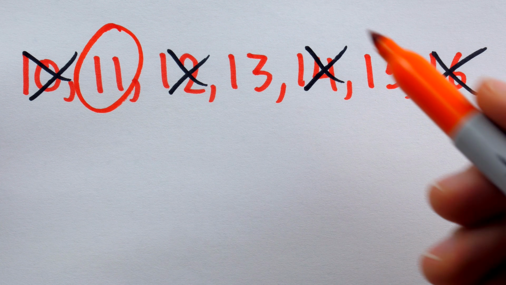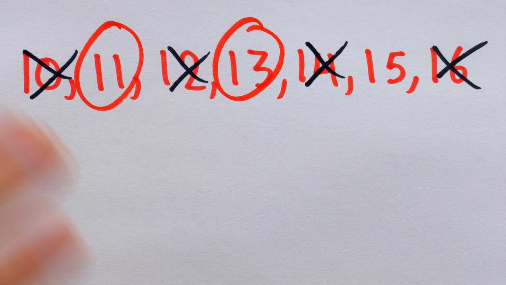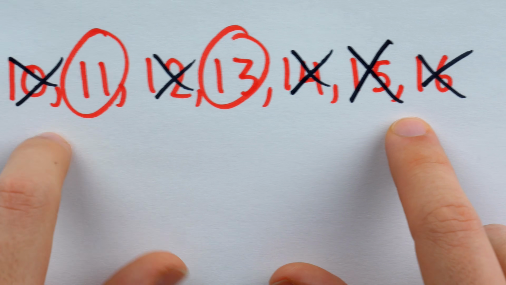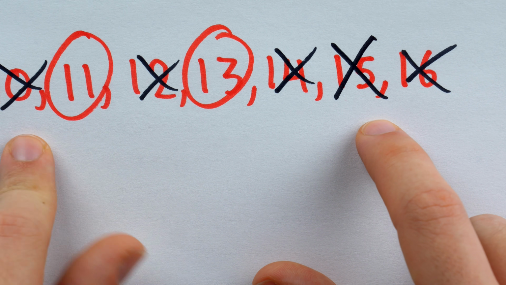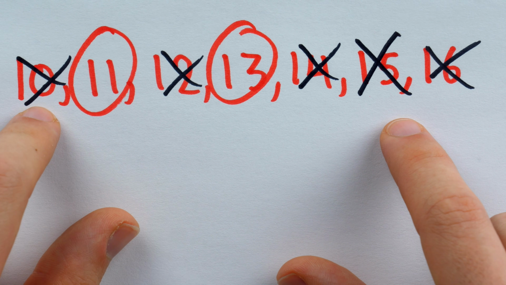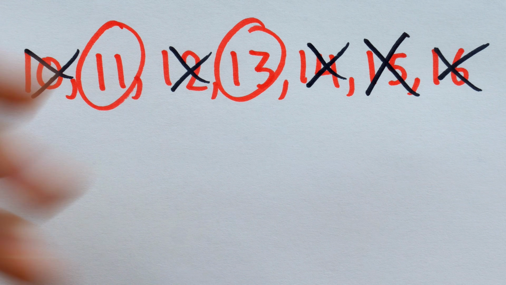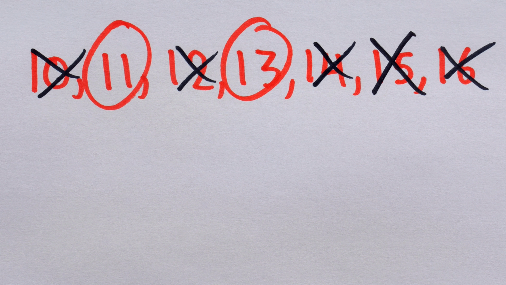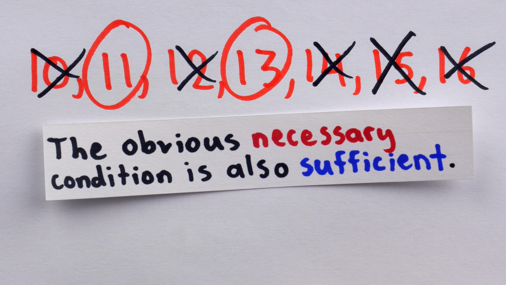11 is odd and prime, 13 is odd and prime, 15 is odd, but it's not prime. In this case, although it's obvious that for a number that's greater than or equal to 10 to be prime, it certainly has to be odd, that is not sufficient. But sometimes the obvious necessary condition is sufficient.